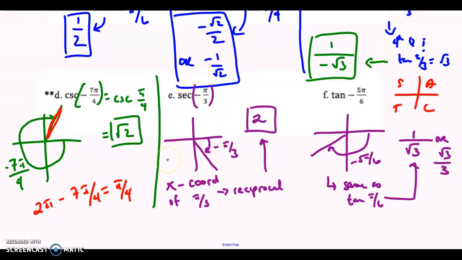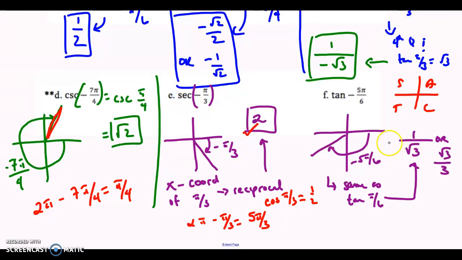Secant of negative pi over 3. Again, when I go clockwise, it might be easier to just look at this as 2 pi minus pi over 3, which is the same thing as 5 pi over 3. Now, since we're in the fourth quadrant, we know our x-coordinate is positive. And since I am looking at secant, I'm going to have to look at the cosine of pi over 3, or 5 pi over 3. The cosine of pi over 3 is 1/2. And if I want the reciprocal, I get 2.